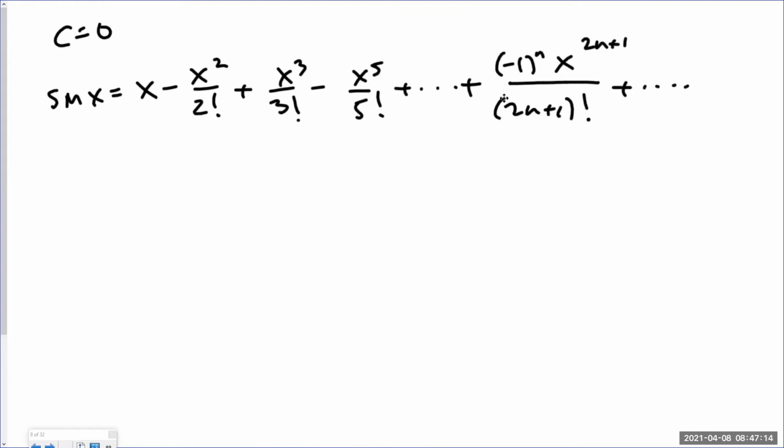Guys, I just ask you to memorize it like this, but I want to tell you this general term can be written other ways, okay? I'm starting at n equals 0, and this is how it goes. If you start at n equals 1, you'd have something different, okay?